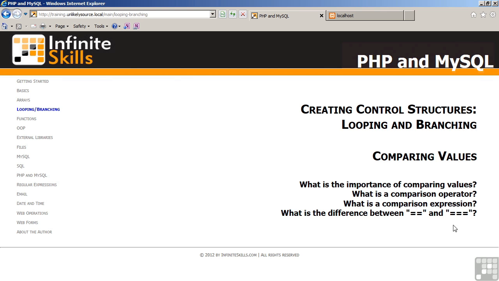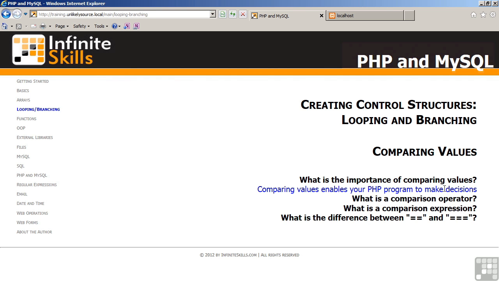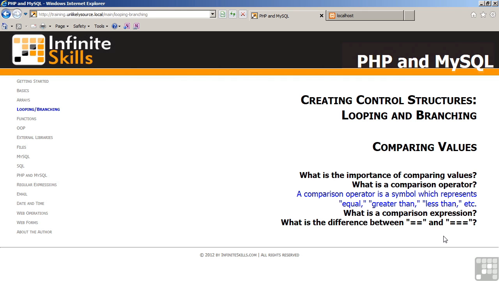In review, what is the importance of comparing values? Comparing values enables your PHP program to make decisions. What is a comparison operator? The comparison operator is a symbol that represents equal, greater than, less than, and that sort of thing. What is a comparison expression?